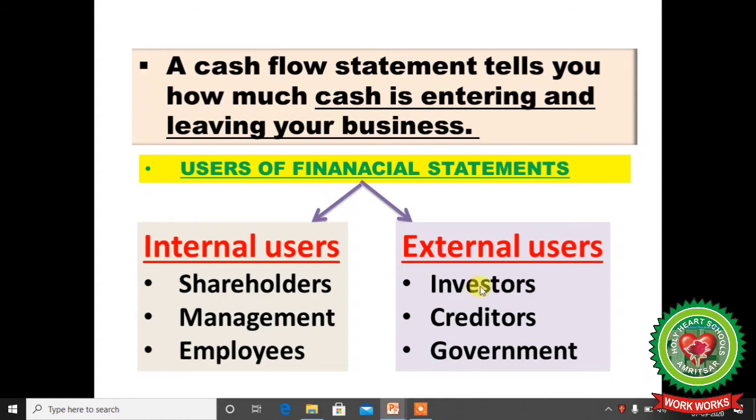External users like the investors. Sometimes a potential investor first checks the statements, and only then invests in the company. Then the creditors only provide credit in future after analyzing the financial statements. And the government wants the taxes. Firstly the government checks the financial statements, and only then imposes the taxes.